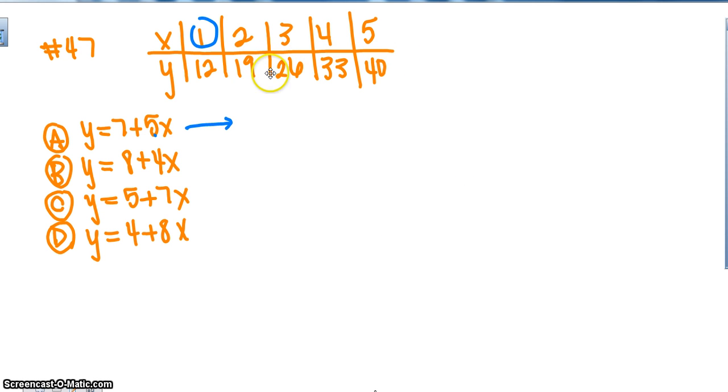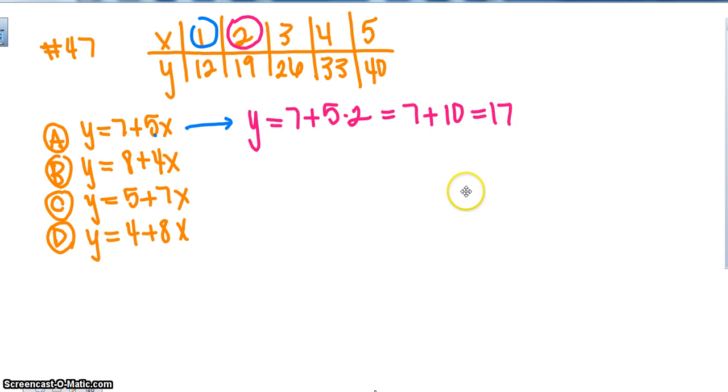So let's try it with the next x value. Y should equal 7 plus 5 times 2 this time. We do the multiplication and then we do the addition. And so it's saying y would be 17, but it's not, y is 19. So choice A can't work.